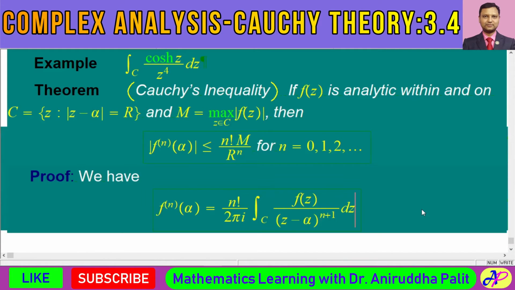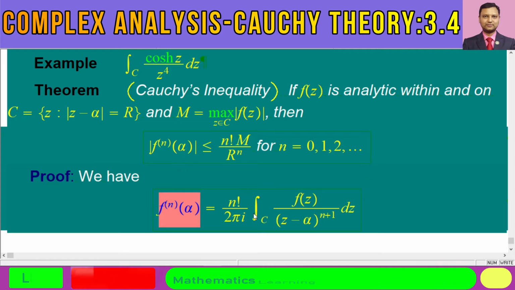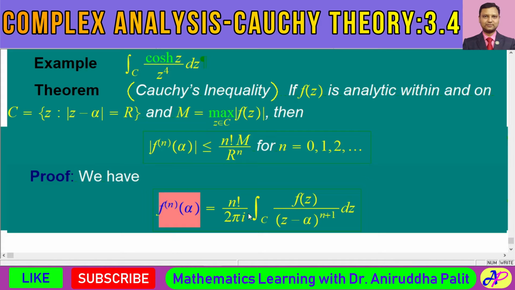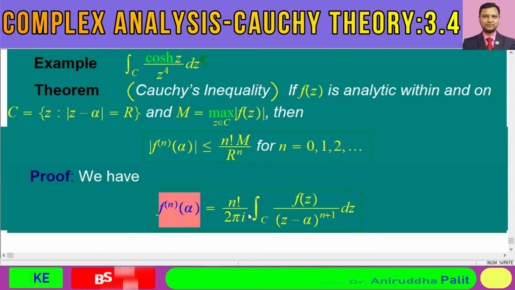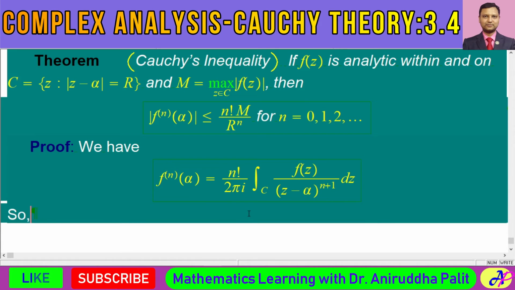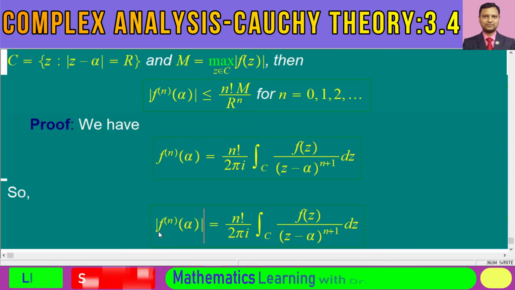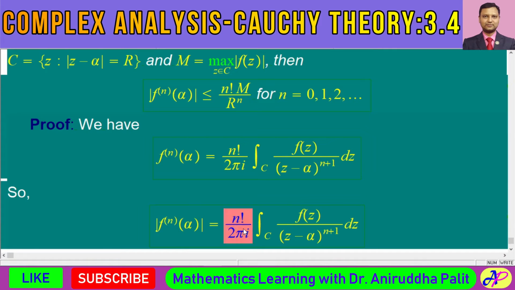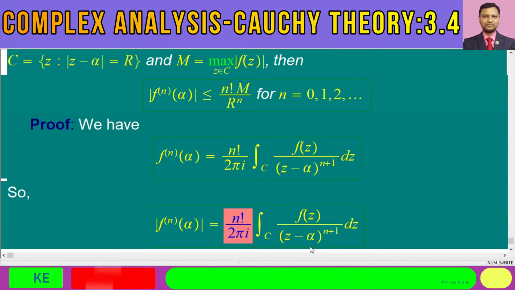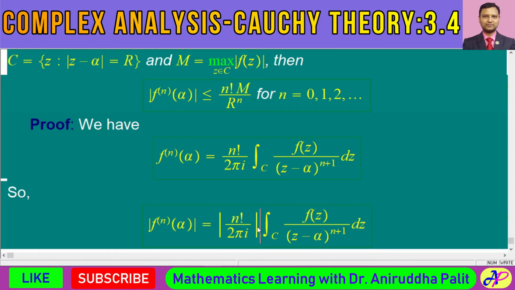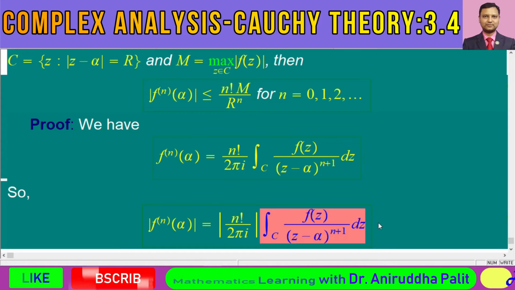We have this kind of result. Now, from this result, if we take the modulus on both sides, then what shall we have? Let me write this result like this. So, if we take the modulus, then we have the modulus of this expression multiplied by the modulus of this expression.